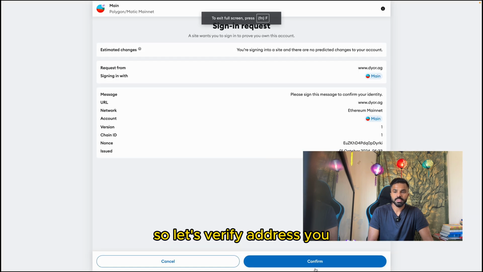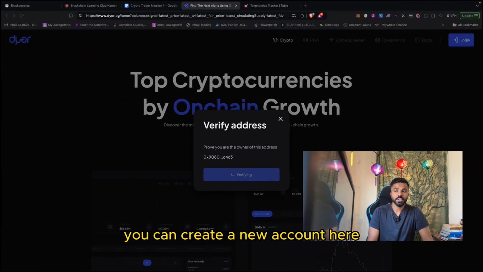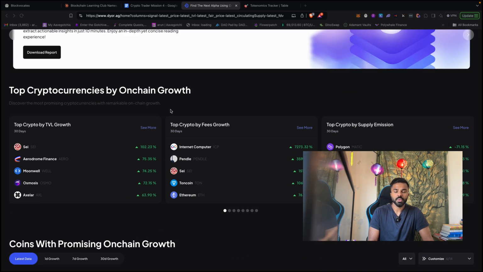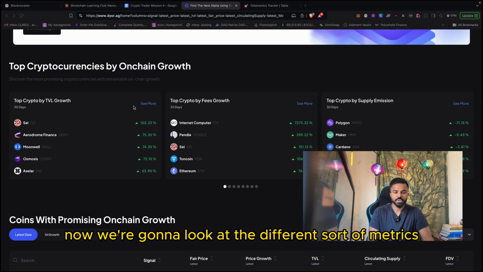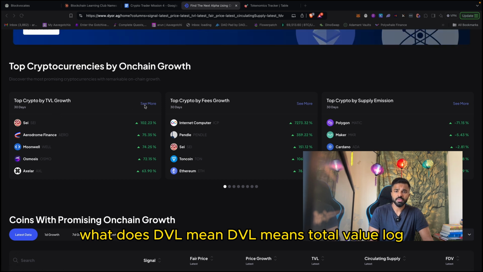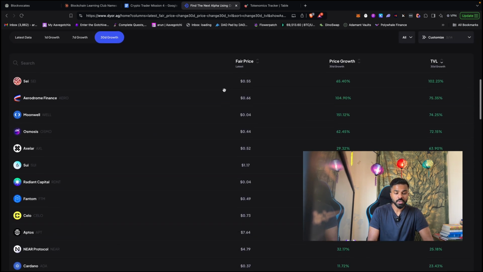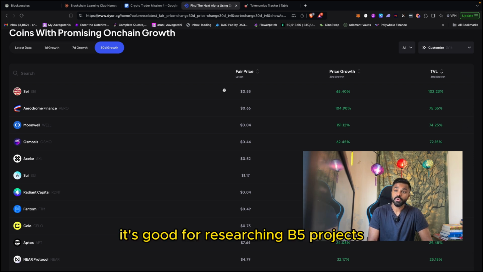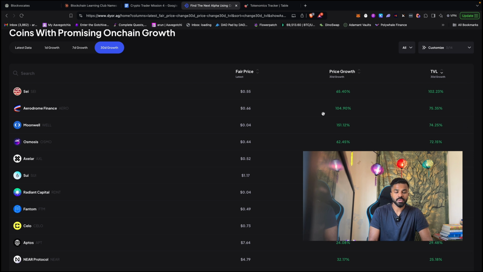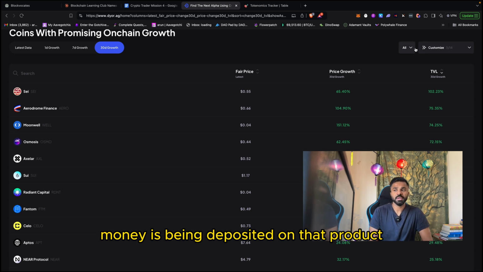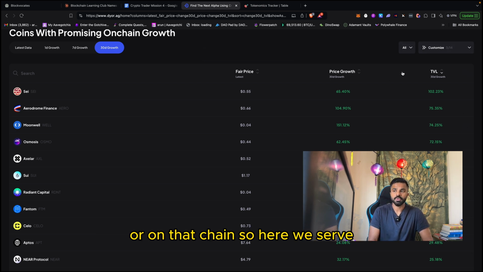So let's verify our address here. You can create a new account here if you haven't created one already. And now we're going to look at the different metrics they offer. TVL growth. What does TVL mean? TVL means total value locked. This is a metric that is good for researching DeFi projects, DEXs, even blockchains. It gives you a measure of how much money is being deposited on that product or on that chain.